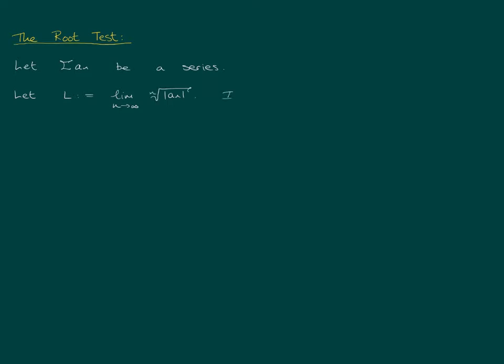So what's the conclusion? If, first case, L is less than 1, then the series sum a_n converges absolutely. And in particular, converges. So remember, absolute convergence implies convergence.